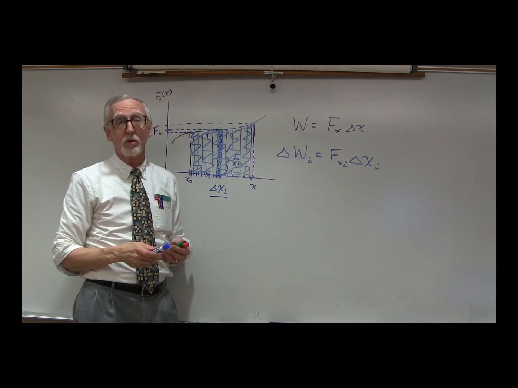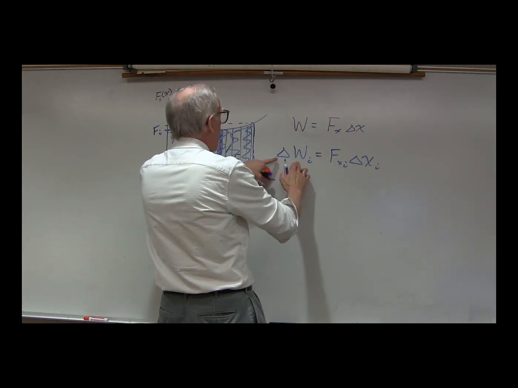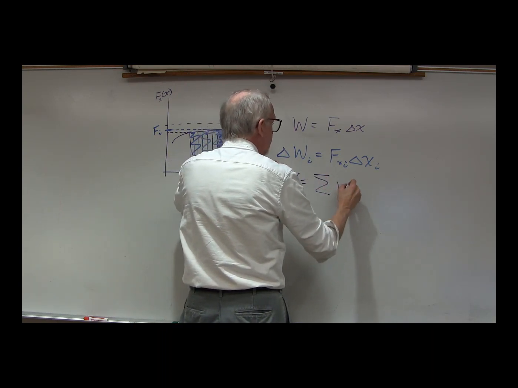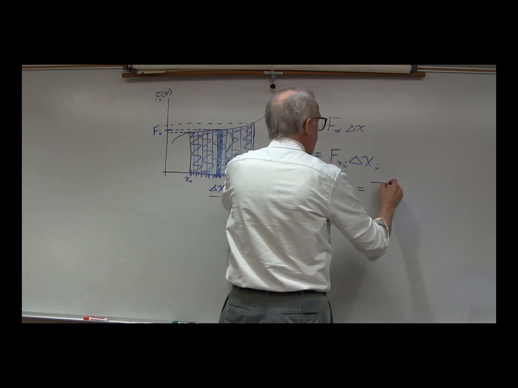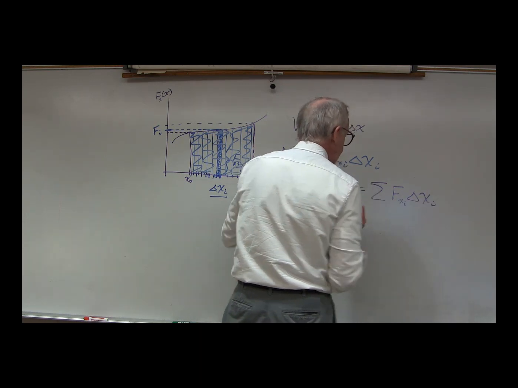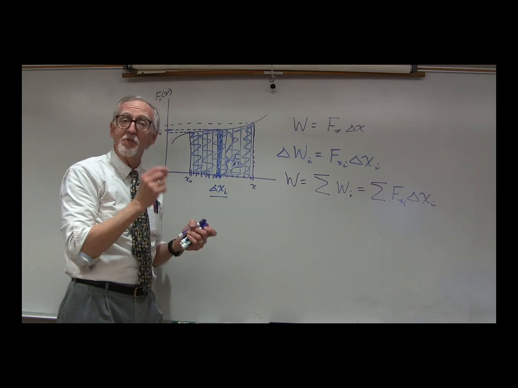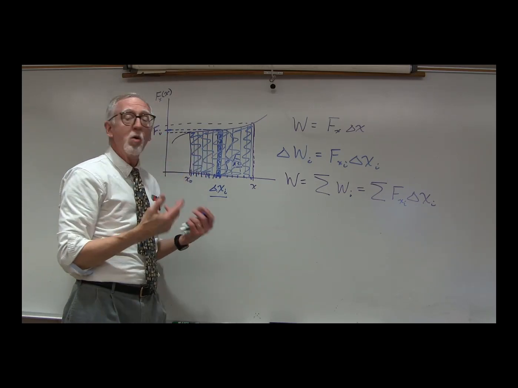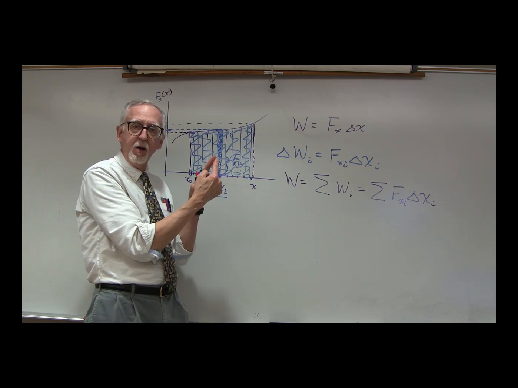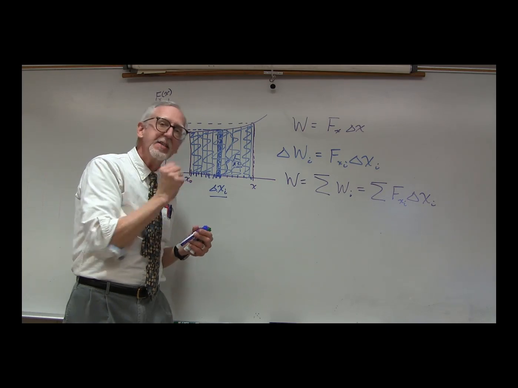Well, that sounds like an integral. Let's see where this comes from. If this is the small amount of work done, the total work done will be the sum of all of these little tiny works, which is then the sum of F x i times delta x i. And this is an approximation, assuming that we take our little displacement small enough so that the force is constant over it. But if we want to do this exactly, we'll have to make our delta x's so small that the force really is constant over it. In other words, we have to make our delta x's infinitesimally small.